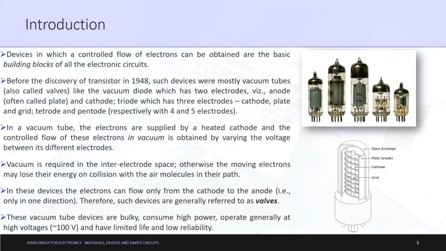Okay. So, let me first iterate everything and then I will make you understand why we need to understand semiconductors, what the history of semiconductor electronics was, and what was used before semiconductor electronics. This is dealt with in the introduction of this chapter. Devices in which a controlled flow of electrons can be obtained are the basic building blocks of all electronic circuits. Okay. As the name suggests, electronic circuits.